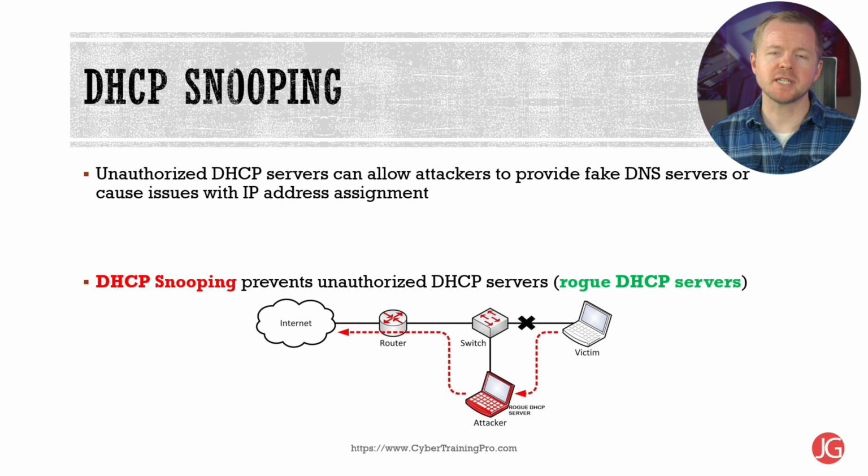For example, if we have our DHCP server plugged into port 1 of our switch, somebody can't plug in another DHCP server into port 2. This is really important because if DHCP information like DNS servers or IP network information is modified by an attacker, then they can intercept traffic and do all kinds of bad things.